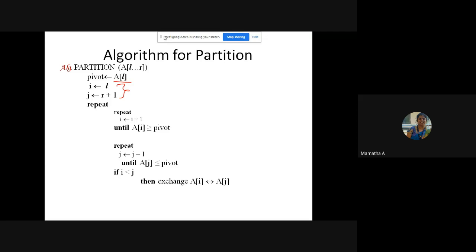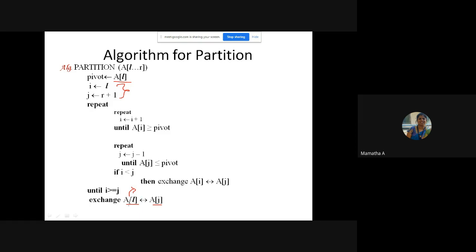Then if I is less than j, swap A of I with A of j. So I've just given the pseudocode here. And this will repeat until I becomes greater than or equal to j. Then again exchange A of low with A of j. Remember, students, many of you people, when you do it in the lab, you will write exchange pivot with A of j. What will happen if you write pivot here? What will happen, students? Will it exchange in the array?